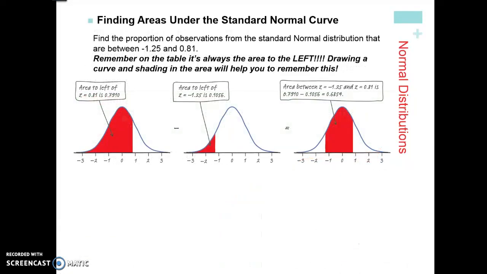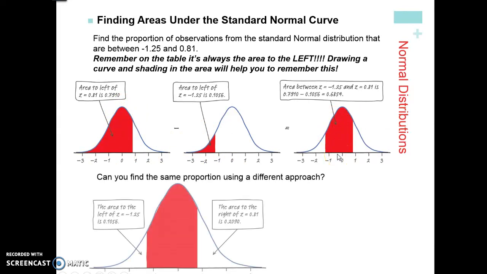All right, so what I'd like you to do is take a minute and find the proportion of observations from the standard normal distribution that are between negative 1.25 and 0.81. Remember that when you're using the table, it's always finding the area to the left. So drawing a curve and shading in the area might help you do this. If we find the area to the left of 0.81, that gives us all this area in red. Then we find the area to the left of negative 1.25. If we subtract those two, this big area minus this small area, it will give us the area in the middle.